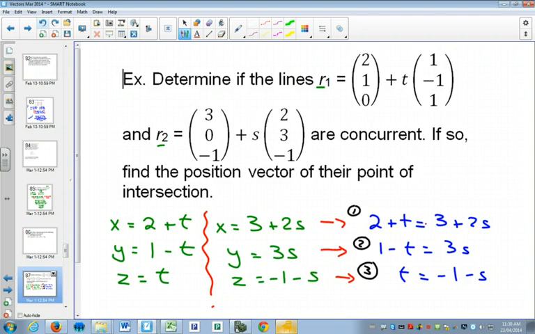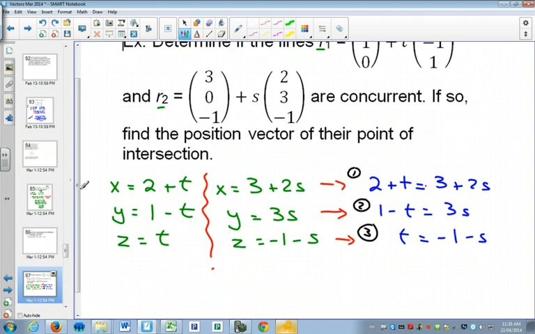We've used elimination so far for everything, but this one just says use substitution, please. Can you see why it's yelling that at us? Yeah, this one's already got t all by itself. So you can plug that into either equation 1 or equation 2. So we're going to plug t is equal to minus 1 minus s into which equation do you want to do? 1 or 2? 2.